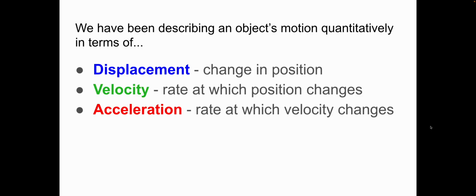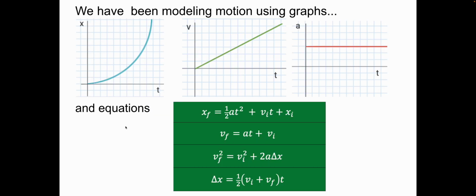The words we've been using to describe the motion have been these three vector quantities: displacement, which is a change in position; velocity, which is the rate at which position changes; and acceleration, which is the rate at which velocity changes. And the mathematical models we've been using have been graphs of motion, such as position versus time, velocity versus time, and acceleration versus time graphs. And then we've been using these equations of motion.